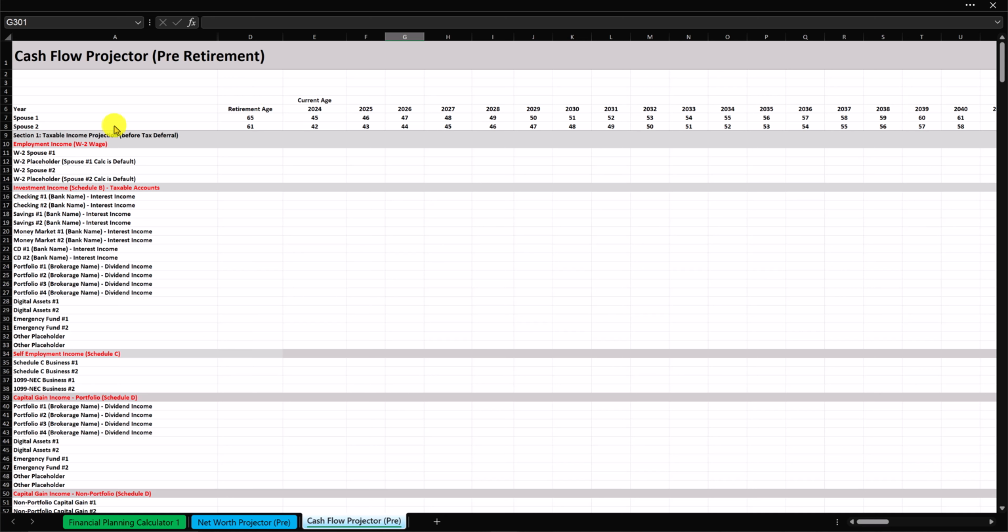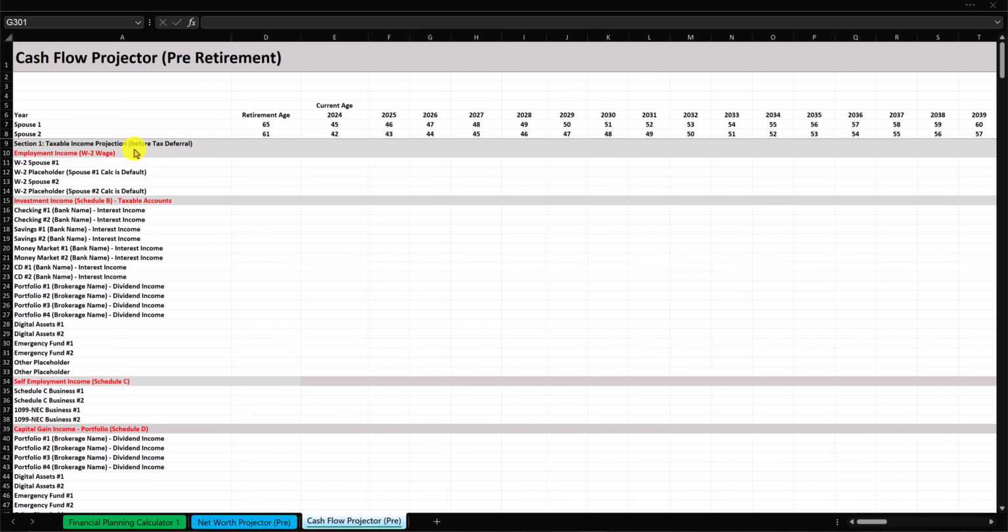Now let's start walking through section 1 of the cash flow projector right here, which is going to be our taxable income projection before tax deferral. And as you know, that means before we choose the amounts that we are going to defer on a pre-tax basis to account types such as 401ks and traditional IRAs.